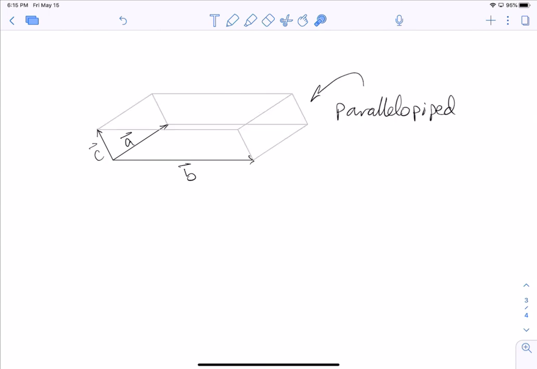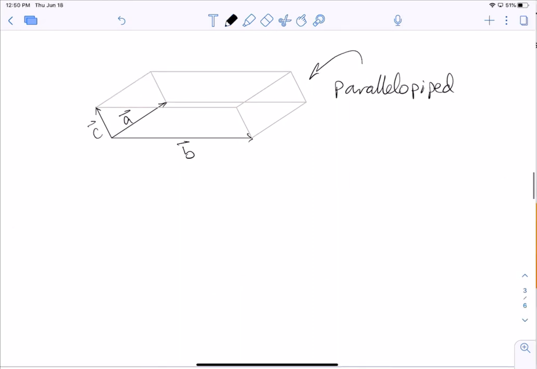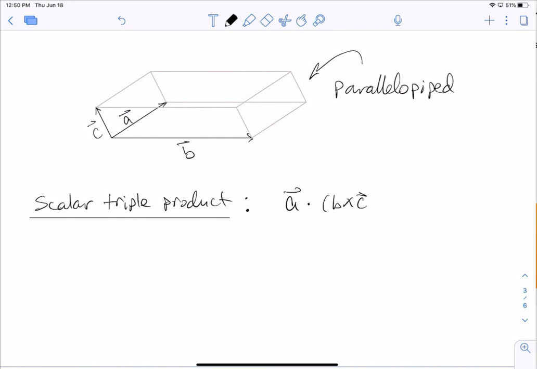One more geometrical interpretation. Given three vectors A, B, and C, we can form a parallelepiped, which is basically a rectangular solid that somebody kind of smushed. And its volume is given by something called the scalar triple product. The scalar triple product is A dot B cross C. And note that this has to be computed in a particular order. B cross C has to be done first because its result is a vector. In order to form a dot product, I need to dot two vectors together. If I tried to dot A and B first, I'd end up with a scalar, and I cannot then cross that with C.